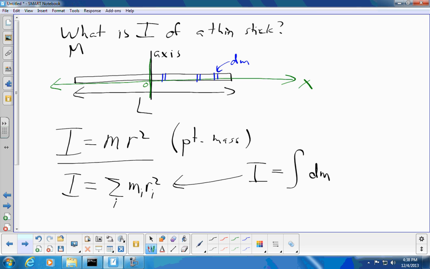In other words, the mass of each piece is an infinitely small amount of mass, which means that I use the infinitesimal notation. It is dm. Does the r also get d'd? And the answer is no.